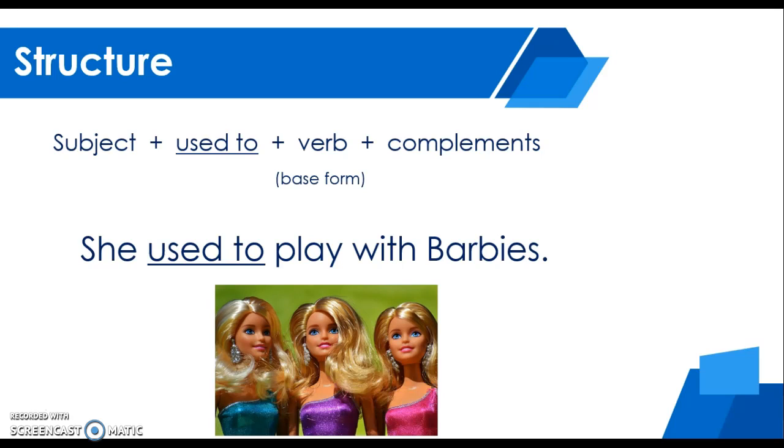All you have to do is to start with the subject, continue with used to, then the verb in base form. That is very important. Even when we are talking about the past, you need to use the base form, and then the complement.